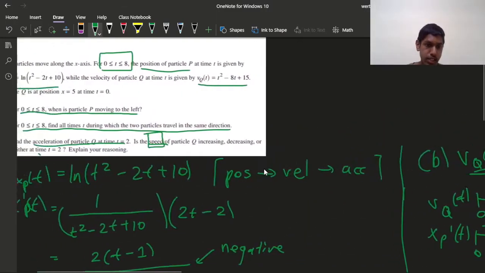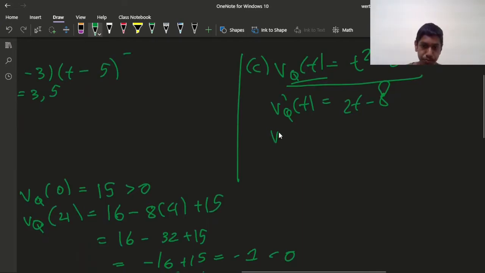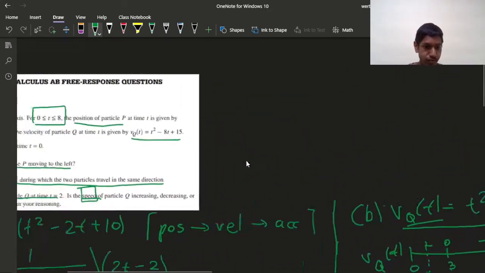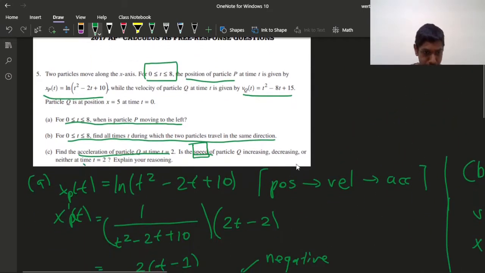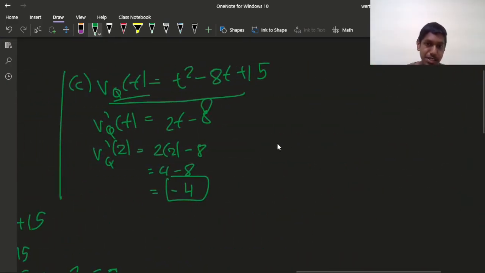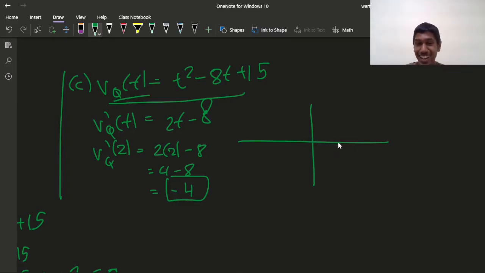And now we've got to find the acceleration at time t equals 2. So VQ prime of 2 is 2 times 2 minus 8. Alright, and we get a minus 4. Now, is the speed of particle Q increasing, decreasing, or neither? So what does it mean when the acceleration is negative? It means that its velocity is decreasing. There is a difference.